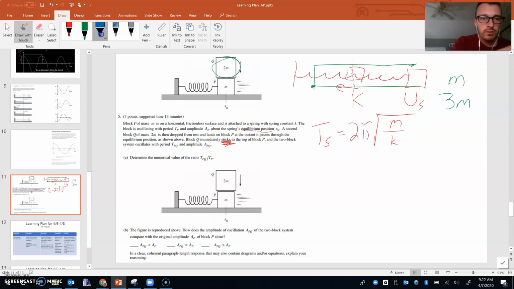So what does that mean? Well, that means that right here in this part of the equation, it changed by a factor of 3. It changed by a factor of 3. And so since the k stayed the same, this is a constant out here, everything stays constant.